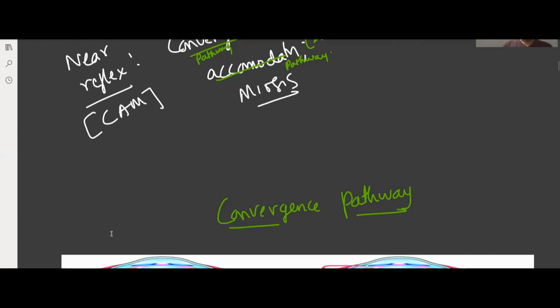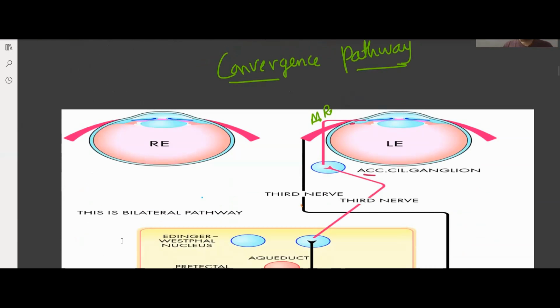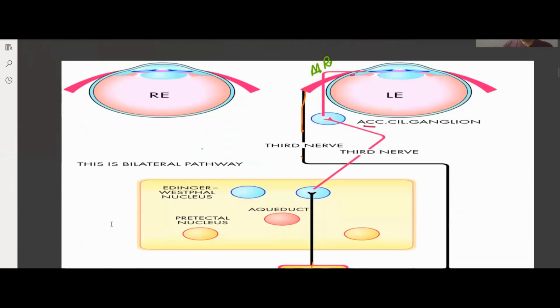Which muscle is responsible for convergence? It is the medial rectus. When you are converging, the medial rectus comes into action. The medial rectus is supplied by the third cranial nerve, so the impulses are carried by the third cranial nerve. From there, they go to the mesencephalic nucleus of the fifth cranial nerve, and from there to the convergence center. This is also present in the midbrain, but the convergence center is present more ventrally, whereas the pretectal nucleus is present more dorsally.